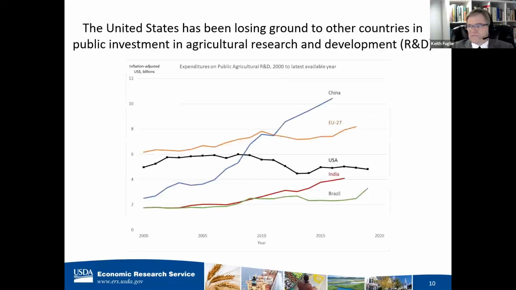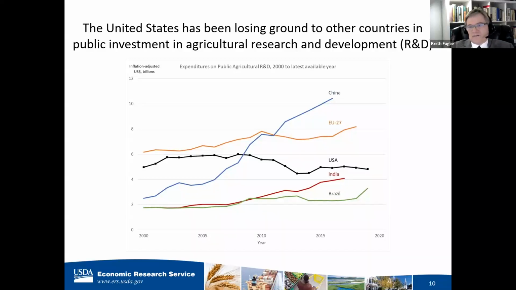Next slide, please. Let me just take a few minutes and talk about trade competitiveness and what some of the implications are and how the U.S. stacks up with some of our major trading partners in agriculture and other sectors. So here I've looked at, first of all, trends in funding of public agricultural R&D, the US versus China, India, Brazil, and then the European Union, which is a group of 27 countries together.